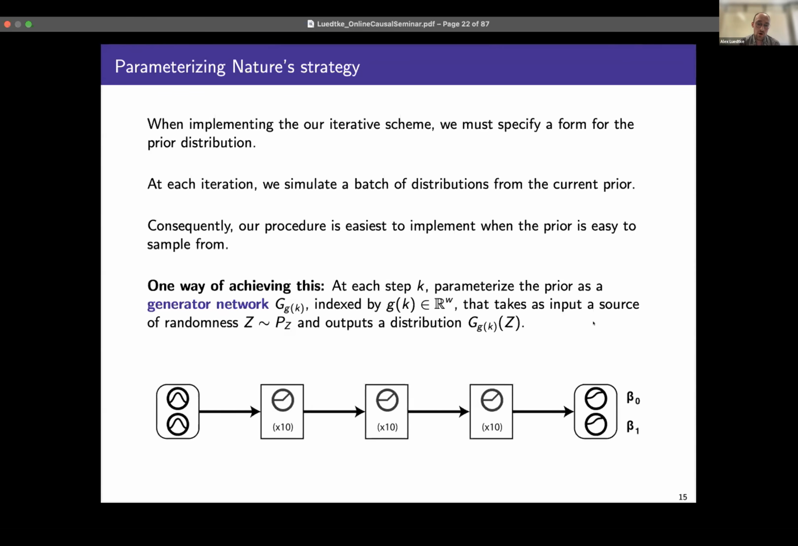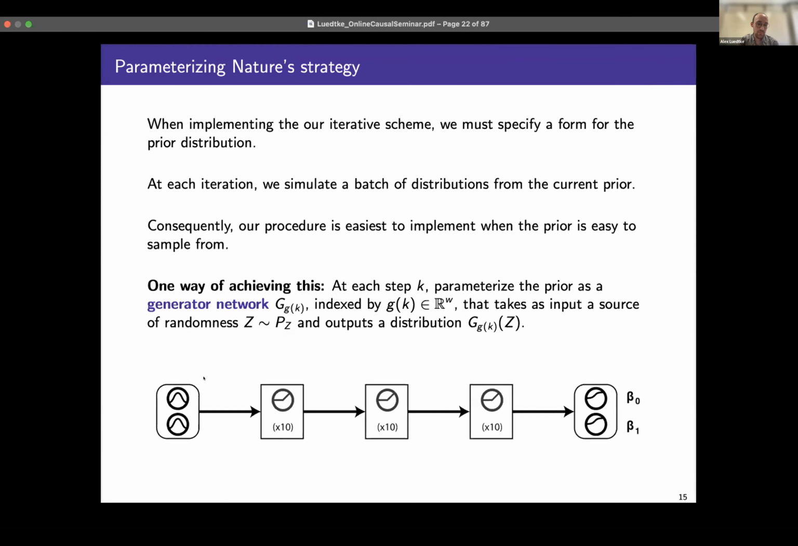And the way these functions work is they're going to take as input a source of noise. So say a source of randomness Z drawn from a, say, multivariate normal distribution with identity covariance. That distribution can just be fixed and known. And then when you take G and apply that to the exogenous noise Z, we're going to get a draw from our prior distribution.